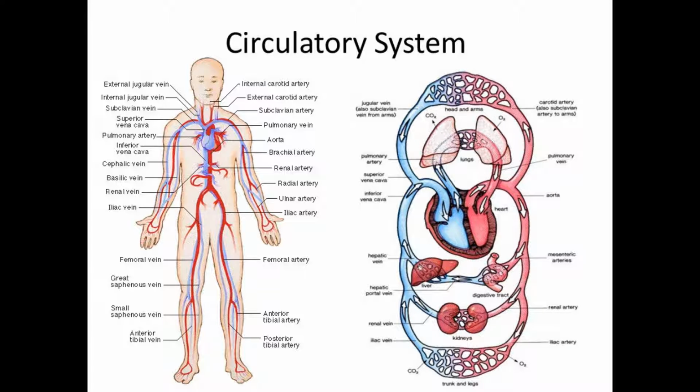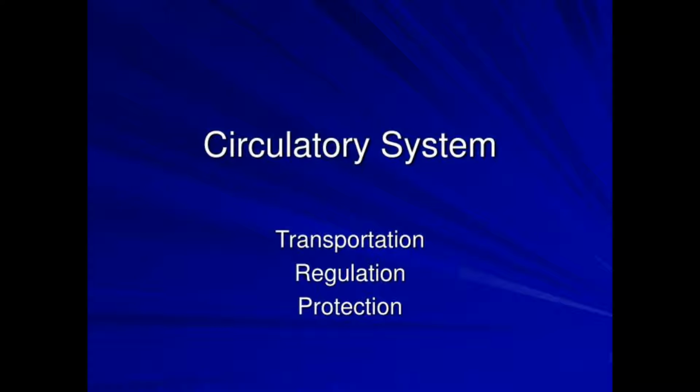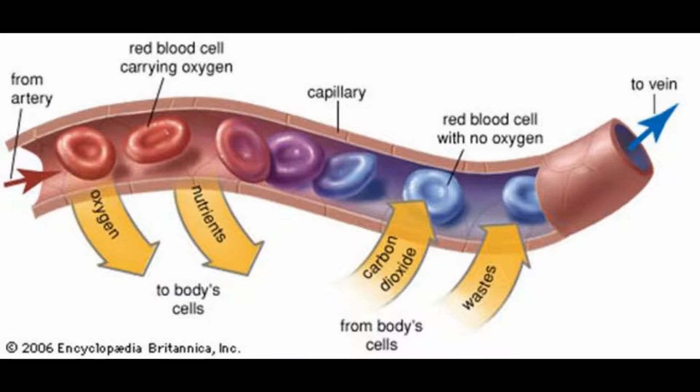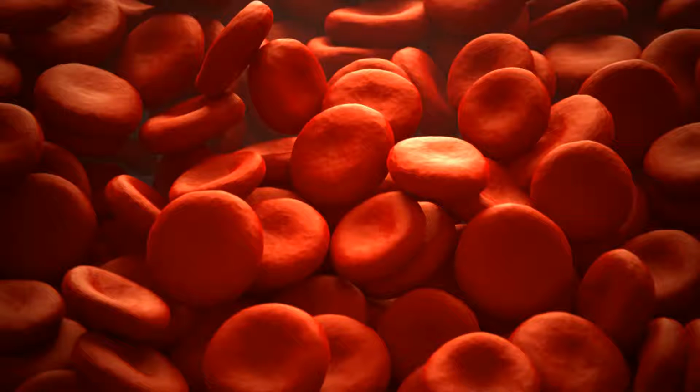The functions of the circulatory system can be categorized into three major areas: transportation, regulation, and protection. The transportation function of the blood involves the movement of all substances necessary for cellular metabolism throughout the circulatory system. The movement of the respiratory gases, oxygen and carbon dioxide, is accomplished by the red blood cells, or erythrocytes.